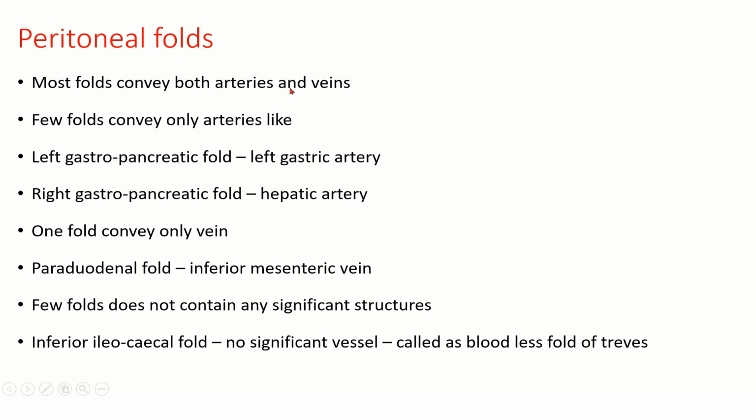So most folds convey both arteries and veins. Few folds convey only arteries, like the left gastropancreatic fold, which conveys the left gastric artery, and the right gastropancreatic fold, which conveys the hepatic artery. One fold conveys only vein, that is the paraduodenal fold, which conveys the inferior mesenteric vein, and few folds do not contain any significant structures. One such fold is the inferior ileocecal fold. This is also called the bloodless fold of Treves.